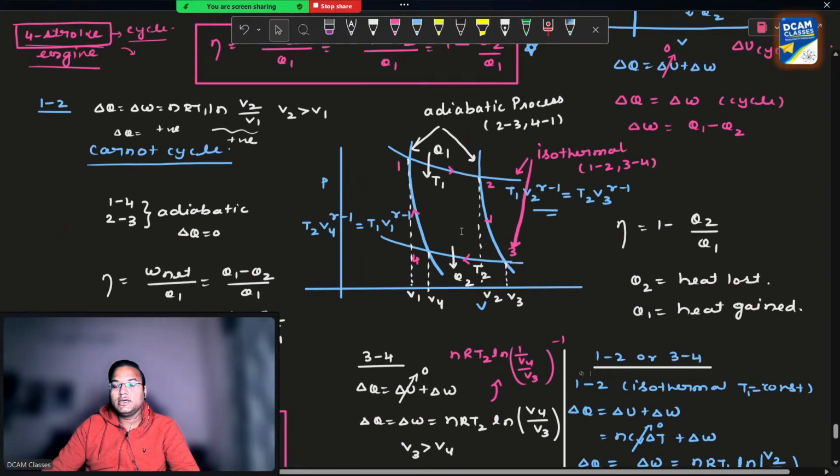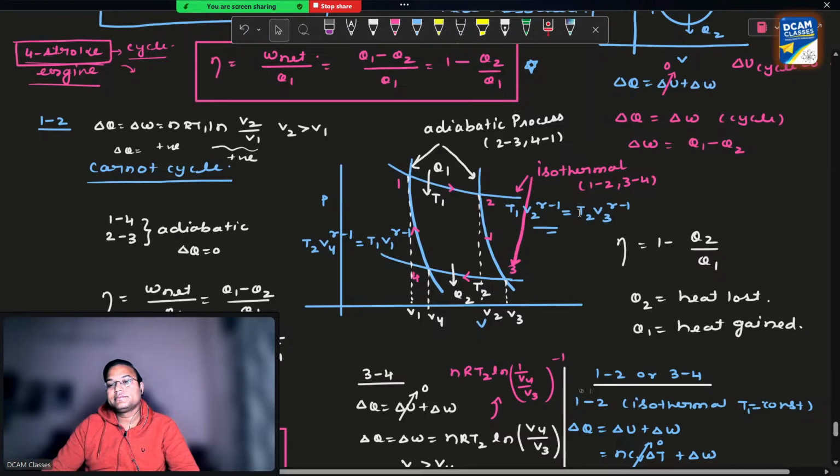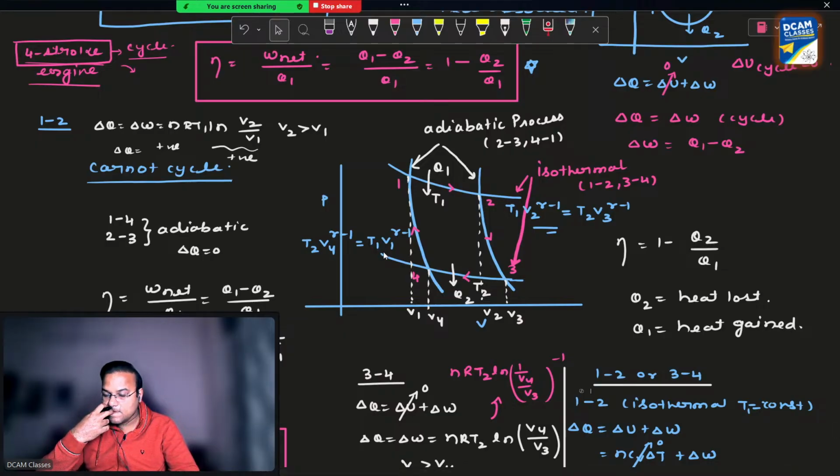You want to see? This and this. Now, why have I done this? To find out the relation between V1, V2, V3, V4 by eliminating T1 and T2 by dividing both equations. Okay, shall I move forward?